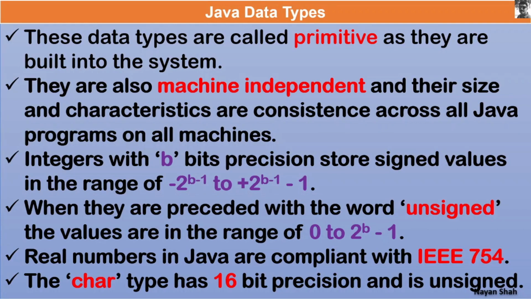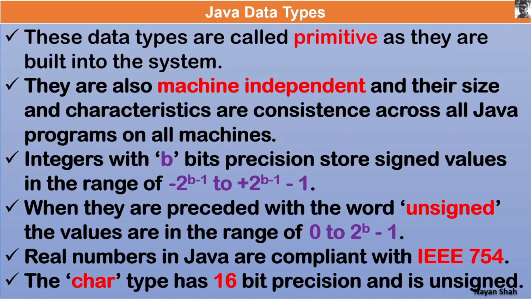Real numbers in Java are compliant with IEEE 754. IEEE, if you check the full form, is the institution where they create and standardize everything related to science, all the terminologies and their rules and regulations and how they should be used. All these things are decided by IEEE. So the IEEE 754 rule is followed for all the real numbers in Java.